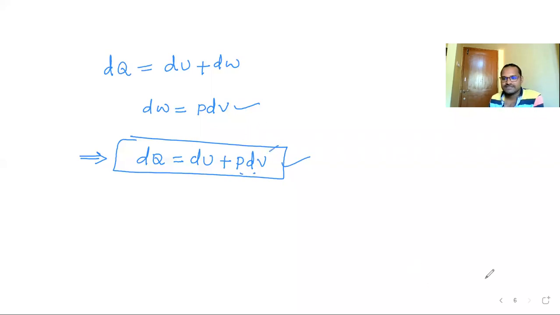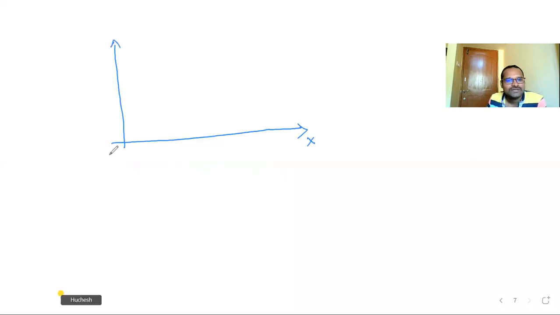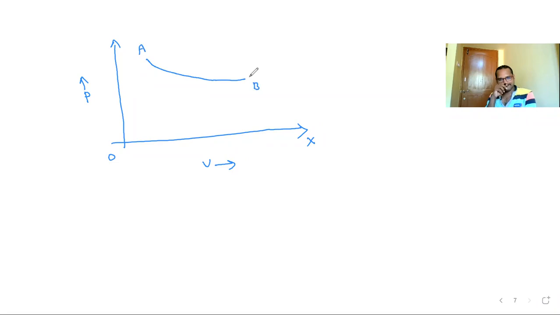Now let us discuss the indicator diagram one more time. Let us suppose we have one indicator diagram like this. On the x-axis, let us take volume, and on the y-axis, let us take pressure. Now let us suppose we have one process in which volume is changing like this. Let us suppose this point is A and this point is B.